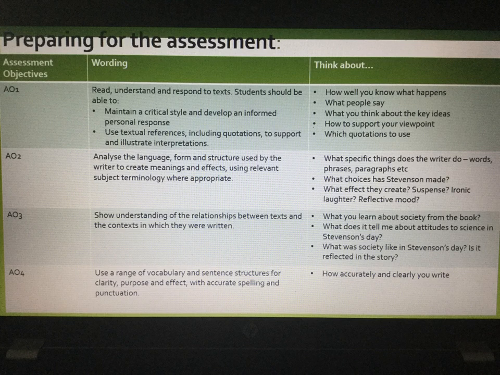And finally, AO4 is your use of vocabulary, sentence structure, clarity, purpose, effect, and they check spelling and punctuation here. So basically, how accurate are you in your writing? So that is how you will be assessed.